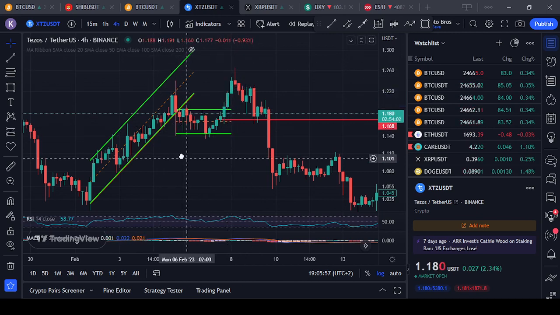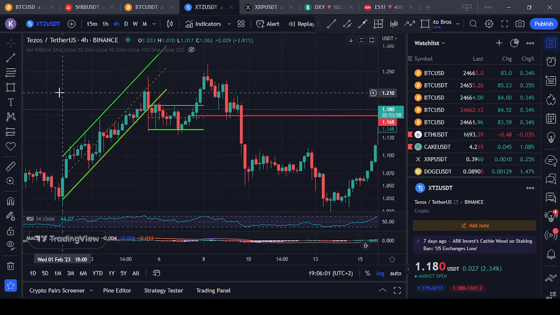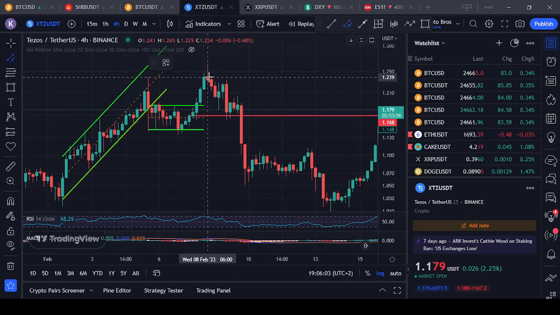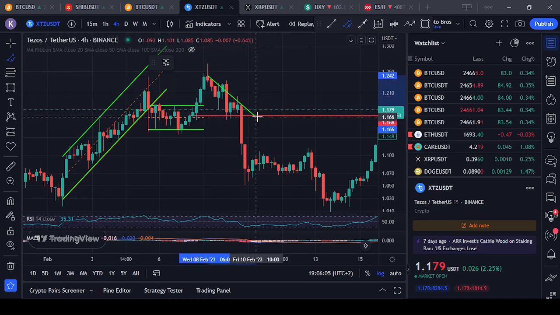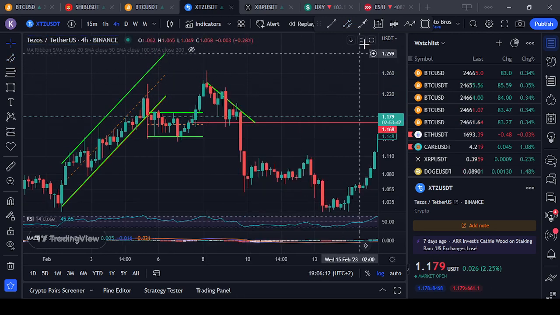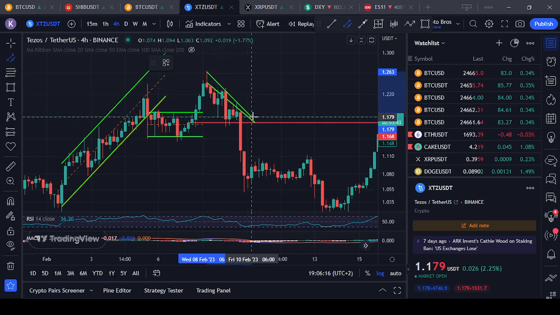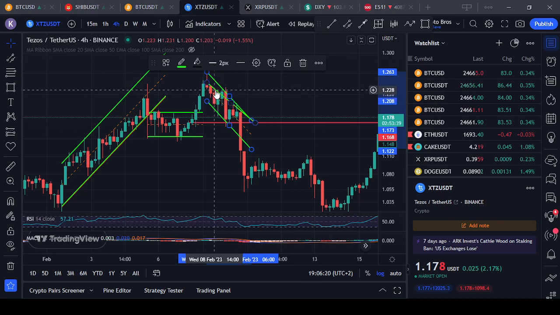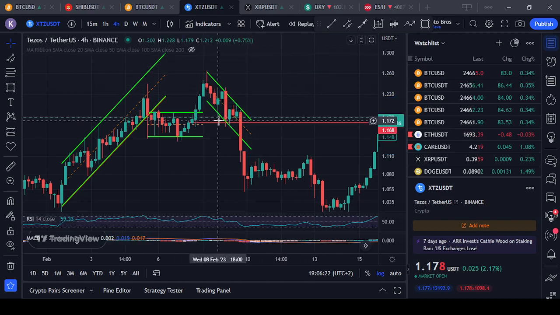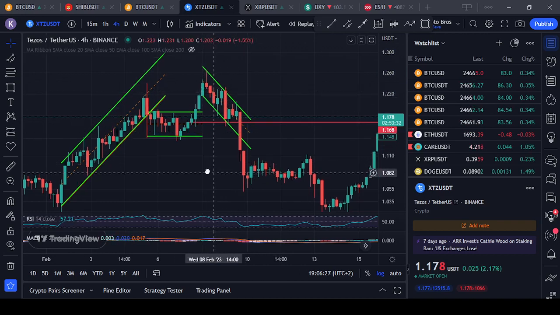So parallel channels can be ascending, sideways, or descending. Any support and resistance spotted, for example this one, is not perfect. Let me adjust it a little bit. So if we take it from wick high to low and expand it to the downside, let me delete this one, here I have a descending parallel channel.